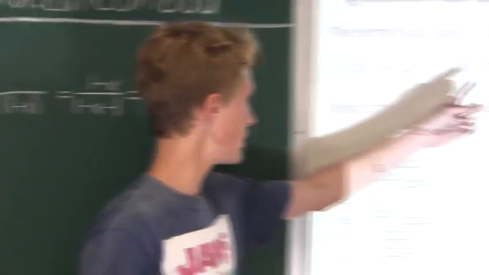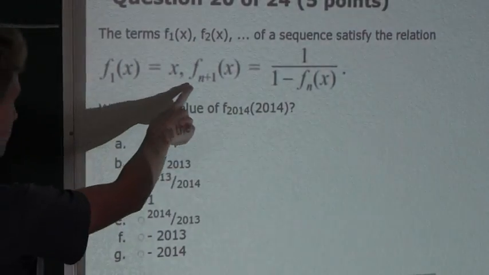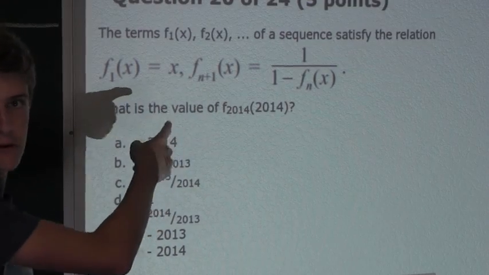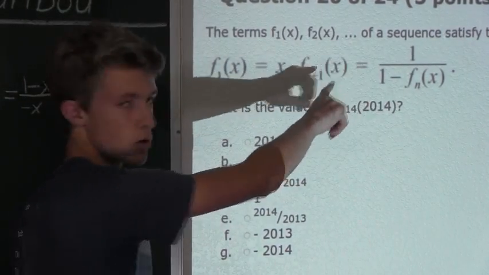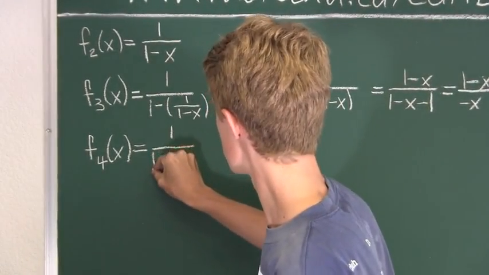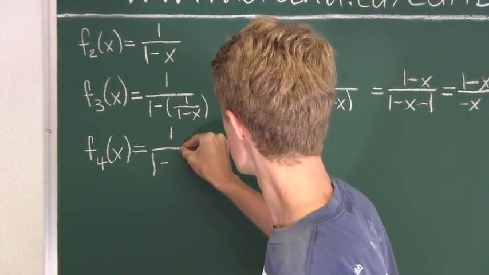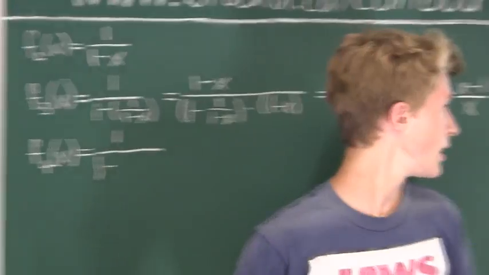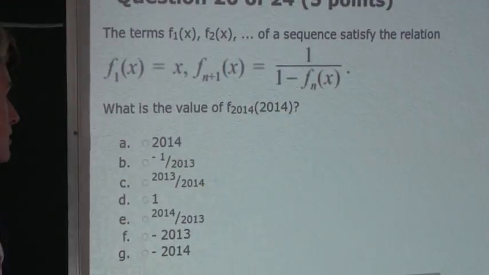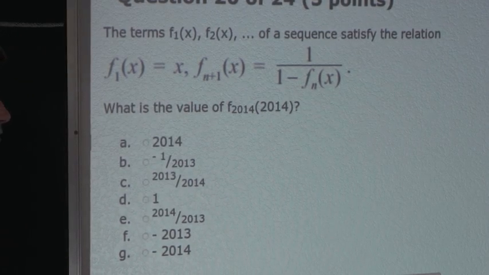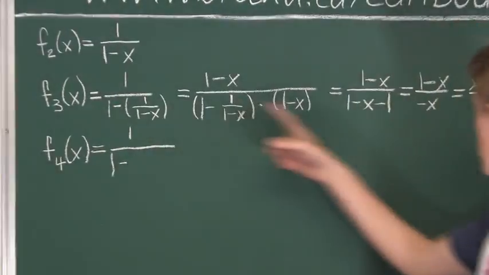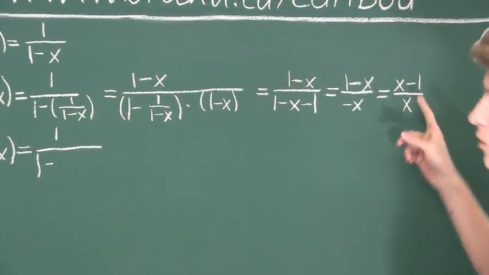Now we will use the same equation. We have fn plus 1. n plus 1 must be 4, so n must be 3. So we have equals 1 over 1 minus fn of x, and we know that n is 3. So we have f3 of x, which we know right here is x minus 1 over x.